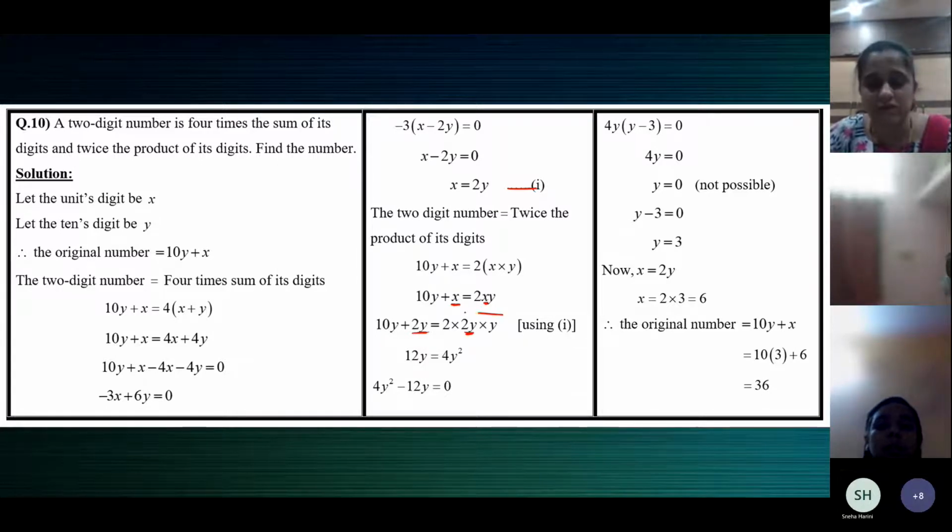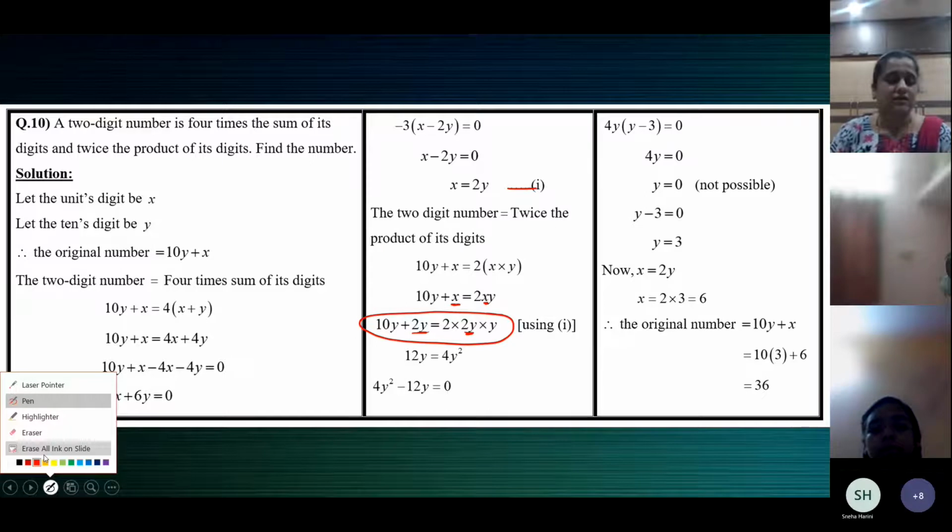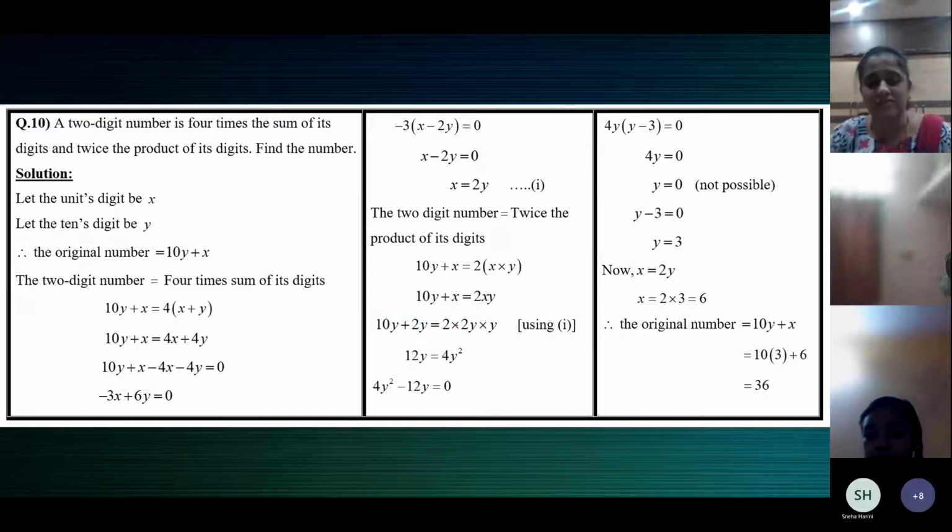So what happens now? You see, in this equation there is only one unknown, y, because we have replaced all the x with 2y. So 10y plus x, where x is 2y, gives 10y plus 2y, which is 12y, is equal to 2 2s are 4y squared.